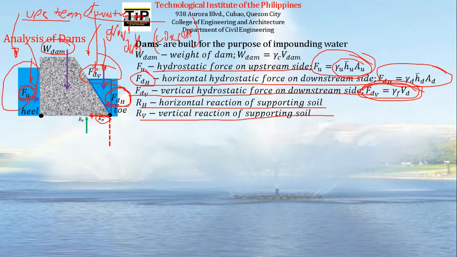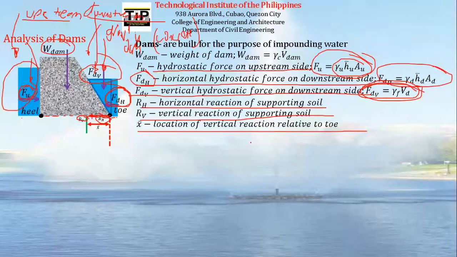And then we have the vertical reaction of the supporting soil. This soil will resist the weight of the dam. We will have R sub D, the vertical reaction. X bar is the location of vertical reaction relative to the toe.